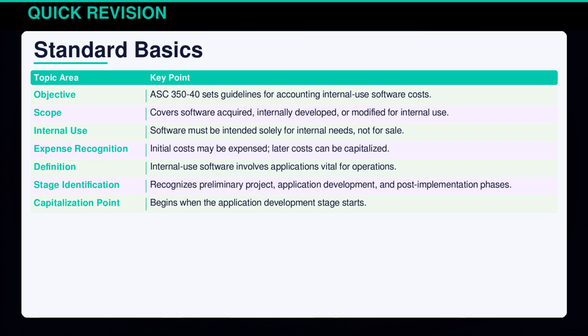Understanding ASC 350-40 is crucial for managing internal use software costs. The standard outlines guidelines for recognizing and capitalizing software costs intended for internal operations. It emphasizes the importance of identifying stages like the preliminary project, application development, and post-implementation. Capitalization of costs begins only in the application development phase. Mastering these basics ensures accurate financial reporting and compliance.